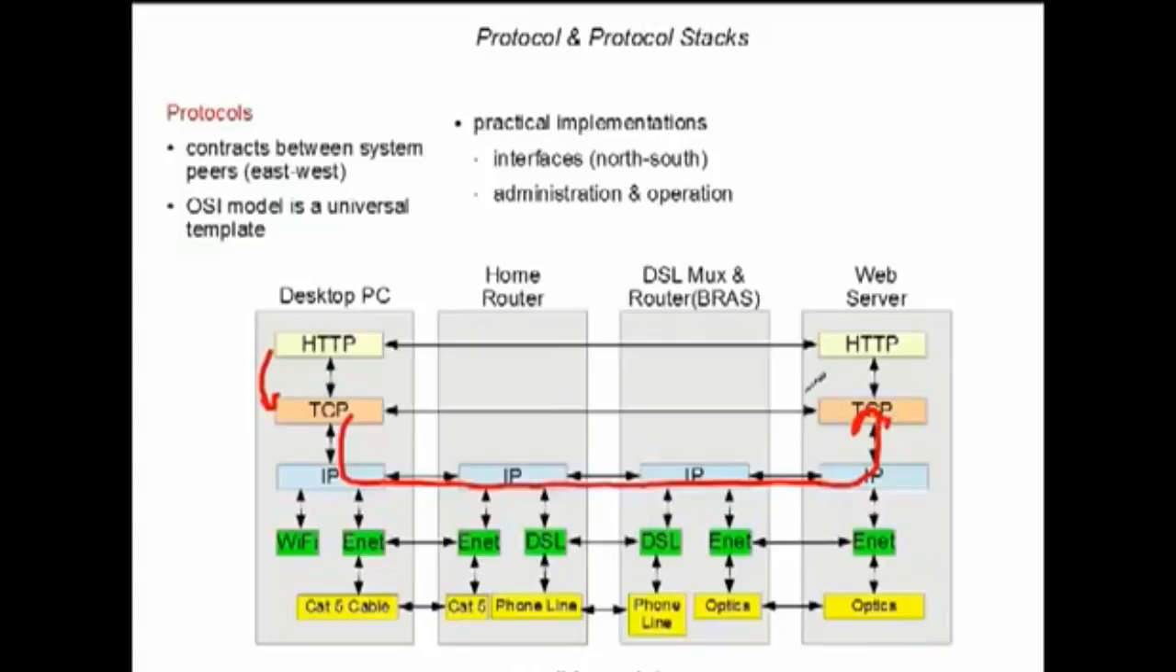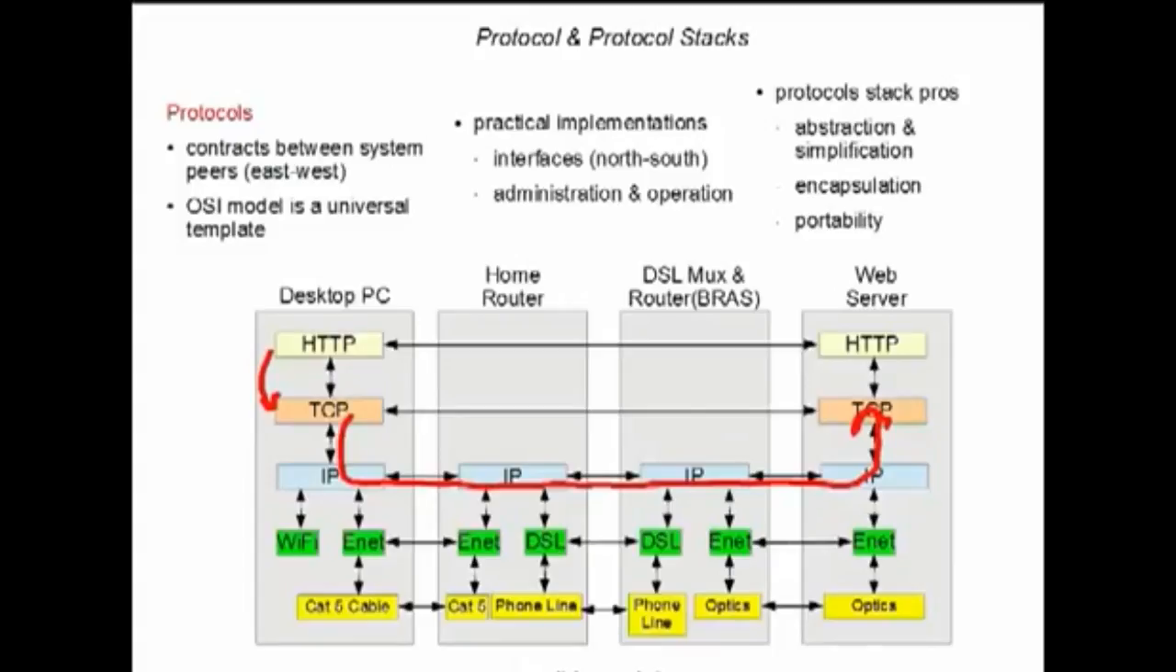TCP, on the other hand, ensures in-sequence delivery of information from layers like the HTTP layer, and will engage in retransmission. That is, it will require retransmission if the IP layer for some reason loses a packet or a packet is corrupted. And it does this through a series of acknowledgments, which we'll describe later.